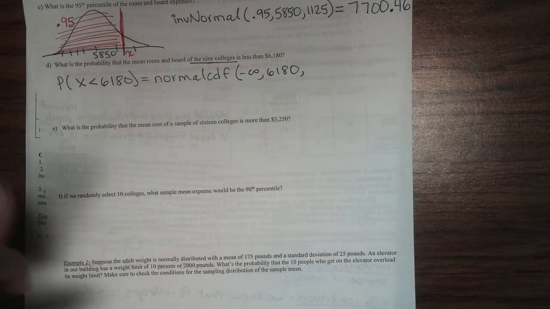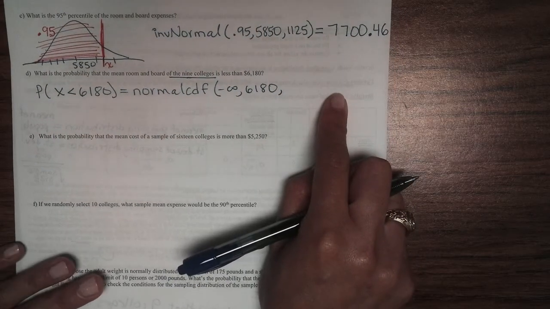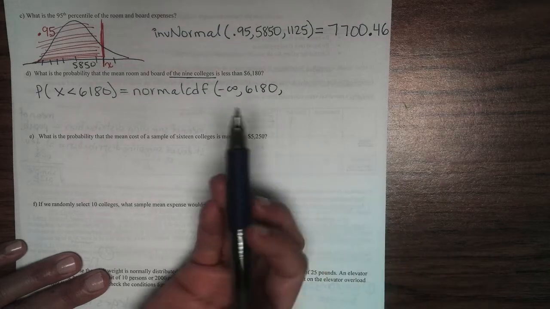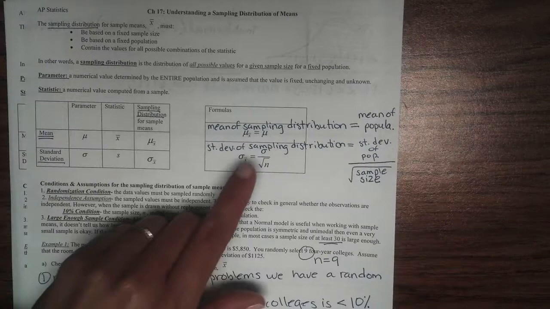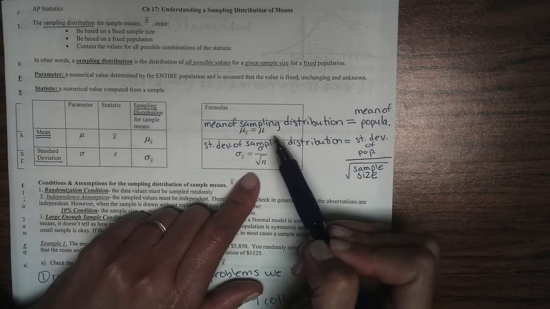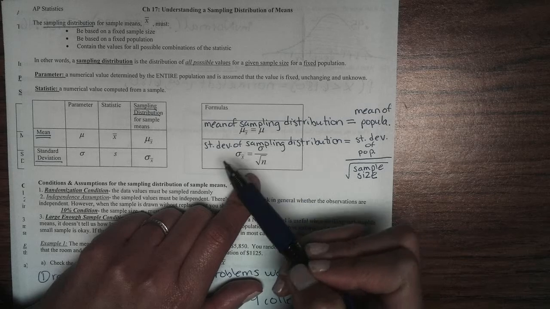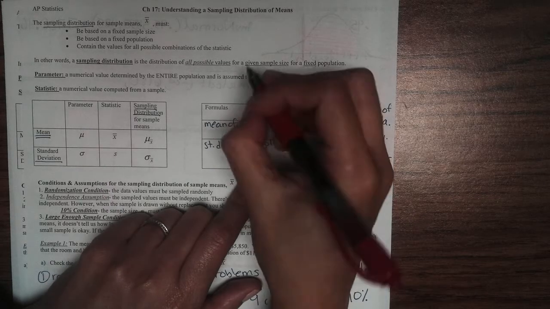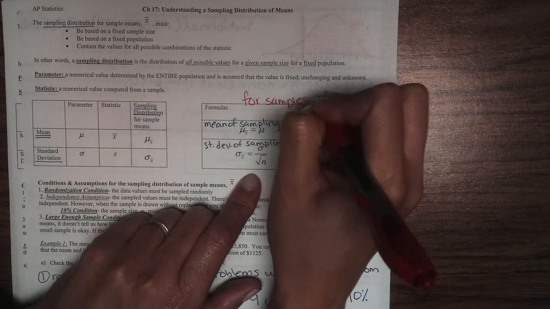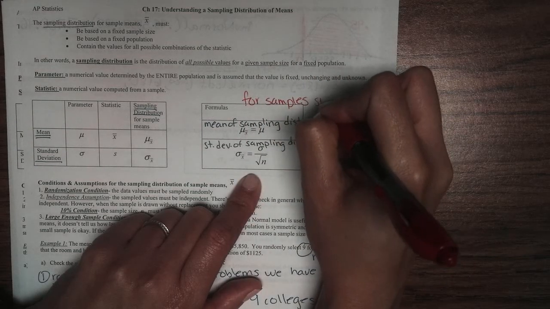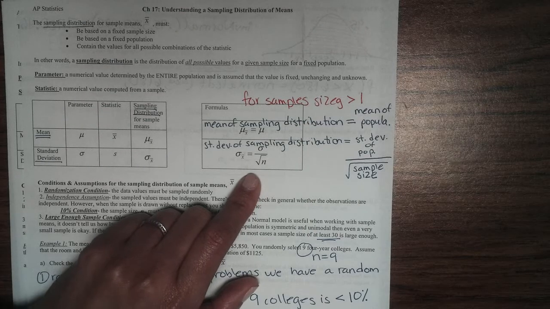Now here's the difference. For the mean and for the standard deviation, you need to use it for the 9 colleges. So let me give you those formulas. These formulas are for when you are given a sample that's greater than 1. So these are for sample sizes greater than 1. Let's use it now.